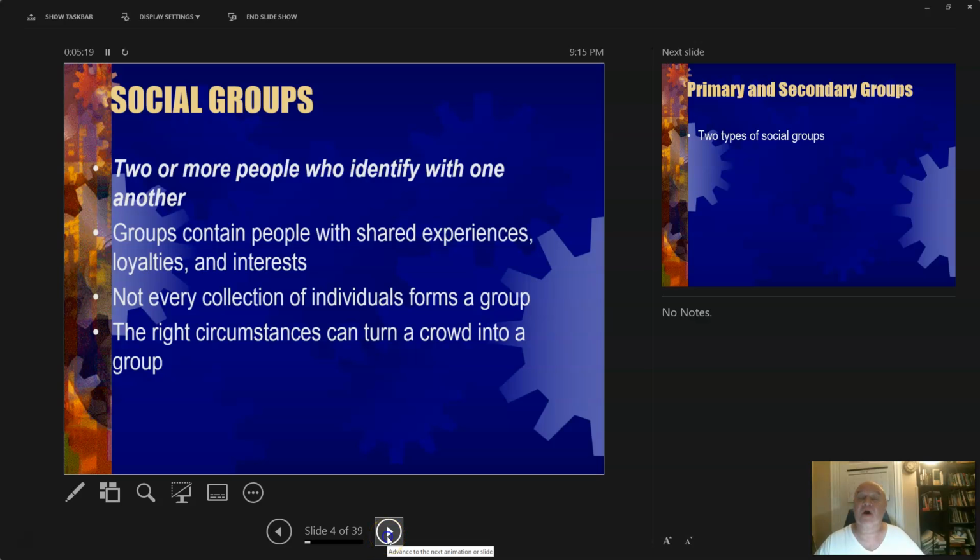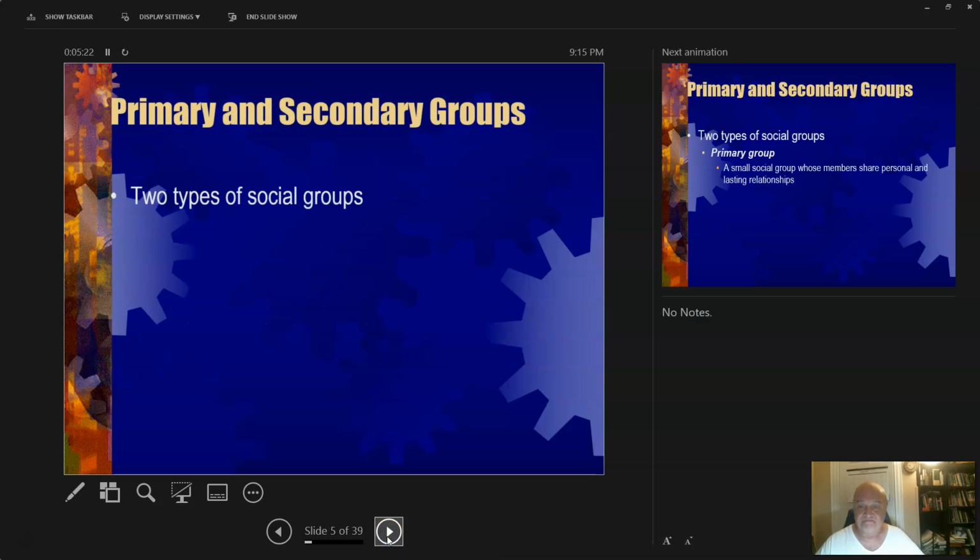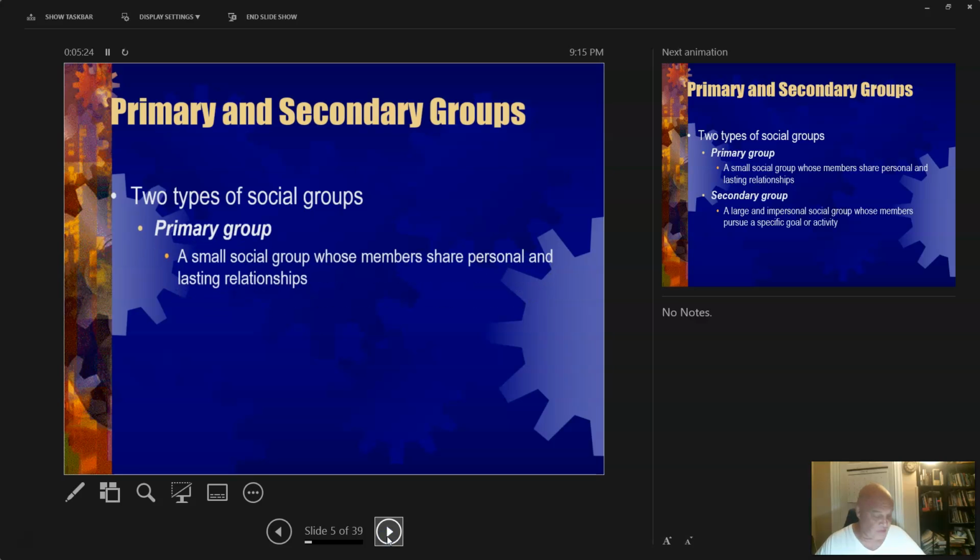So there are two types, broadly, of social groups we want to talk about. A primary group is a small social group whose members share personal and lasting relationships. Your family, the person you're married to, or your spouse, or the person you're having a relationship with. Your siblings, your grandparents, parents, children, family members, friends.